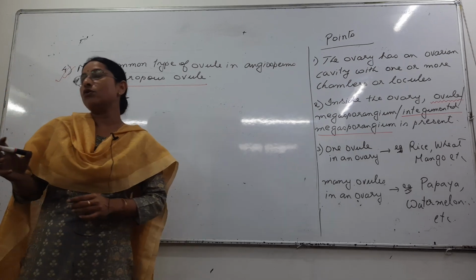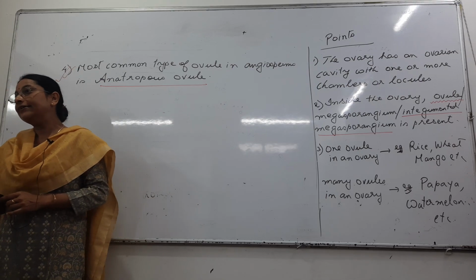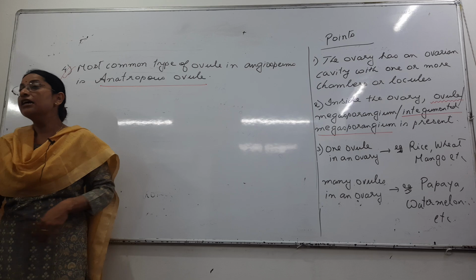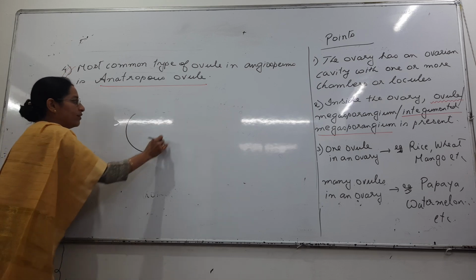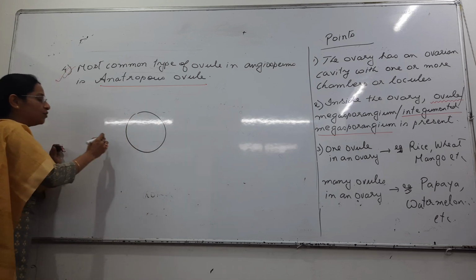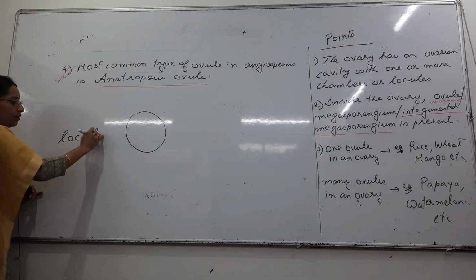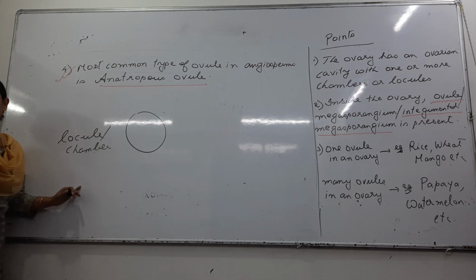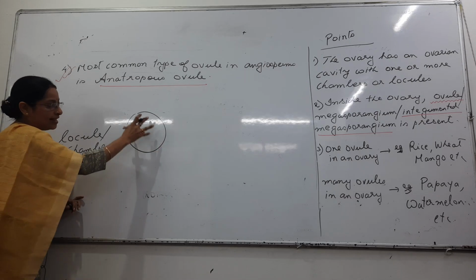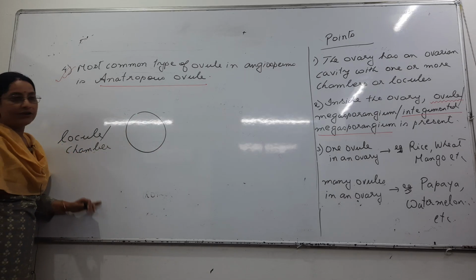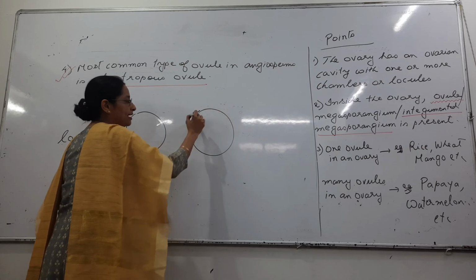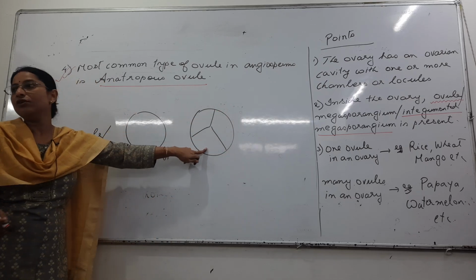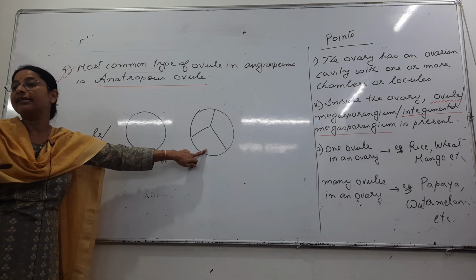So now the question is, where are the ovules? They are inside the ovary, right? Inside this ovary, this part would be called a locule, or it is called a chamber. Looking at this diagram, this is the ovary. How many chambers are there? Obviously one chamber. But if we draw another ovary like this, then how many chambers would there be? Three chambers. So what will be inside the ovary?